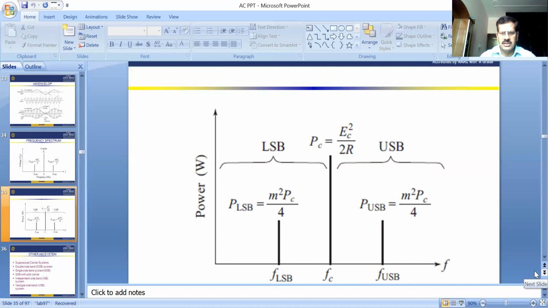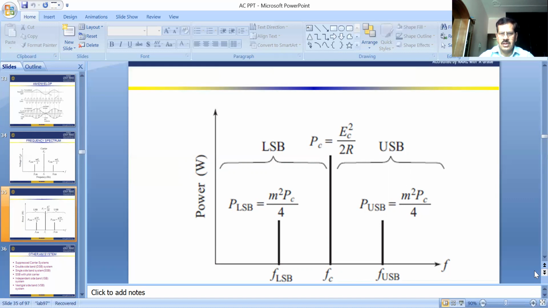Now we see in this graph, we take the power of the modulating signal on the y-axis and the frequency components on the x-axis, and there are different frequency components, same as in the previous slide. But the power of the lower sideband frequency and upper sideband frequency is given here. The power of the lower sideband is m squared Pc upon 4, and the power of the upper sideband is m squared Pc upon 4. Here Pc is the carrier power of the signal.